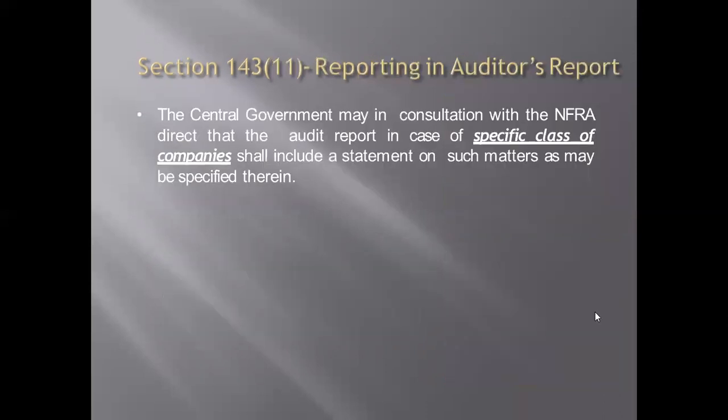So now the reporting section. The central government may, in consultation with the NFRA, direct that the auditor's report in case of special classes of companies shall include a statement on such matters as may be specified. So there may be some special cases from the NFRA, which should be mentioned in the auditor's reports with the guidance or reporting standards of the central government.